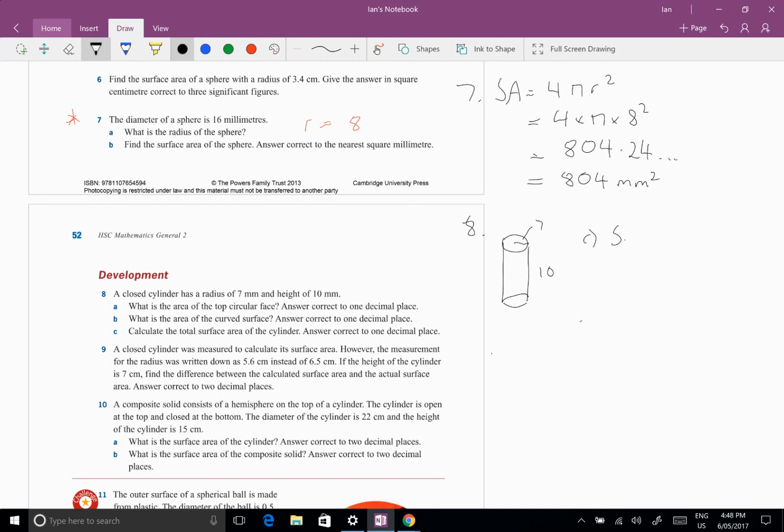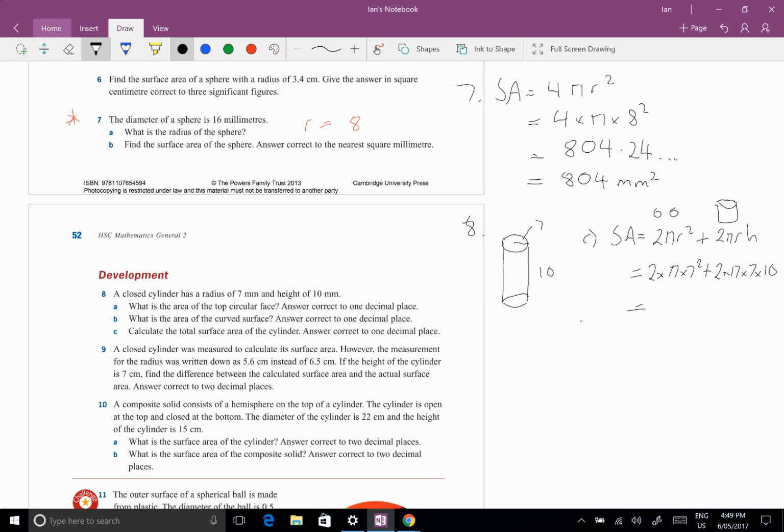We know that the surface area, which remember you get a formula sheet for, is 2 pi r squared, which is the formula for the 2 circles, top and bottom, plus 2 pi r h, which is the curved surface area. So that's the 2 circles, and that is a curved surface area around the outside, which is a rectangle. So 2 times pi times 7 squared plus 2 times pi times 7 times 10.